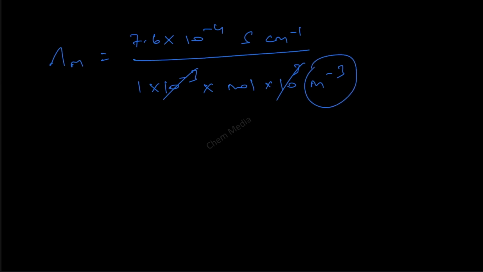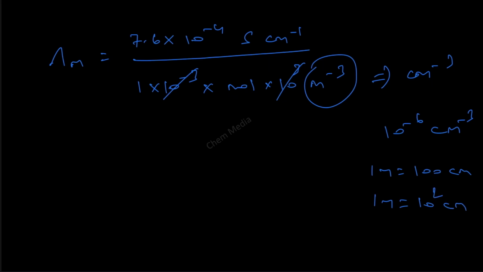have to convert now per meter cube to per centimeter cube. That would be 10 to the power minus 6 per centimeter cube. Why? Because 1 meter is equal to 100 centimeter. So therefore 1 meter is equal to 10 to the power 2 centimeter. So when we make it per meter, it would be equal to 10 to the power minus 2 per centimeter. Now if we cube it on both sides, then we would reach it here.